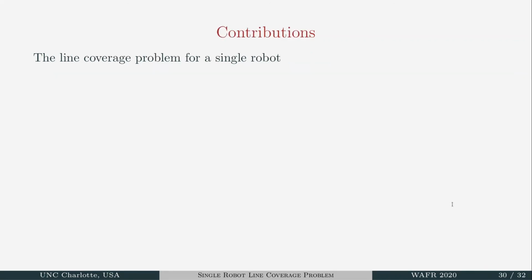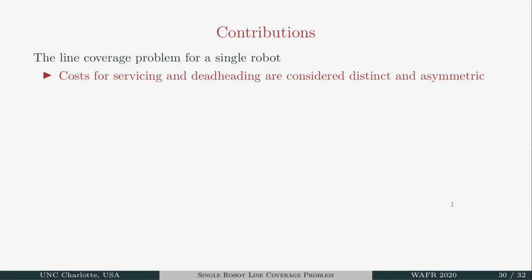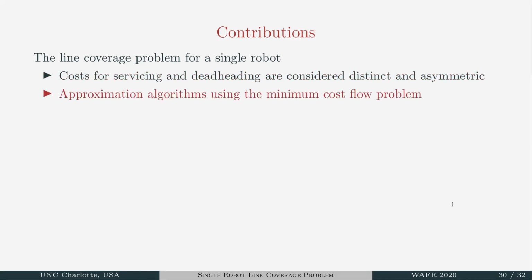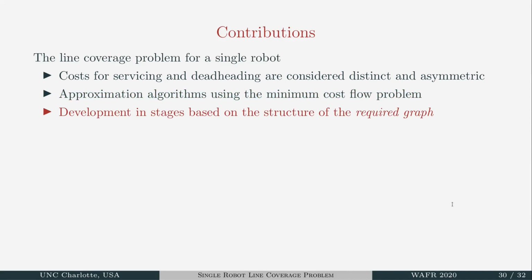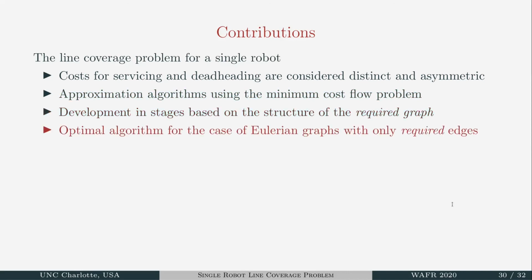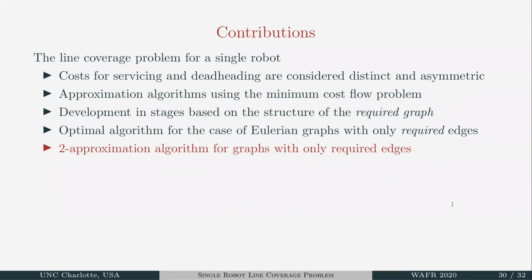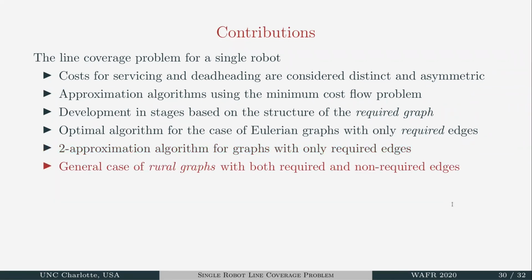In this paper, we describe the line coverage problem for a single robot, wherein the costs for servicing and deadheading are considered to be distinct and asymmetric. We develop approximation algorithms using the minimum cost flow problem, and the development is done in stages based on the structure of the required graph. We show that the algorithm is optimal for the case of Eulerian graphs with only required edges, and it is a two approximation algorithm for graphs with only required edges.